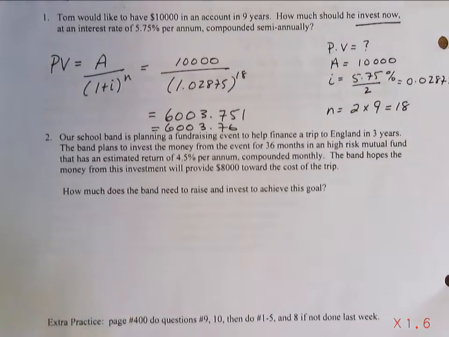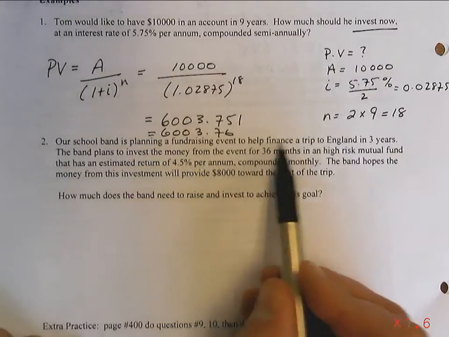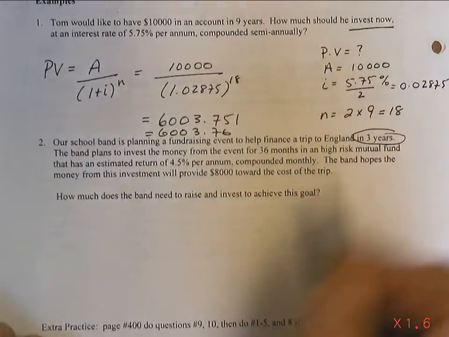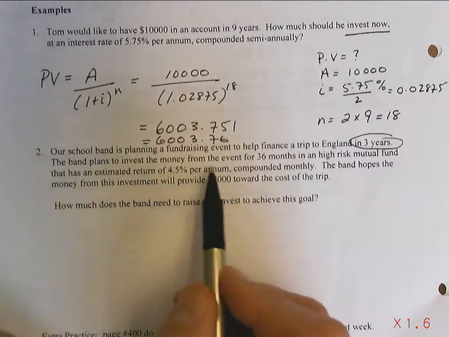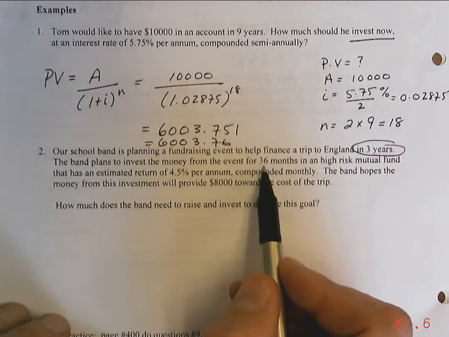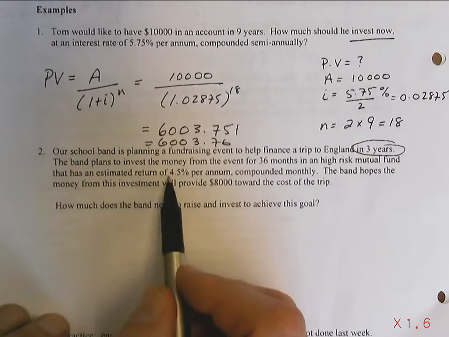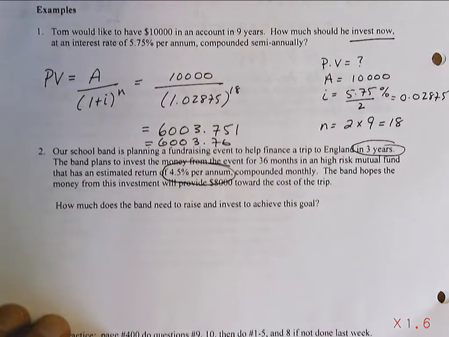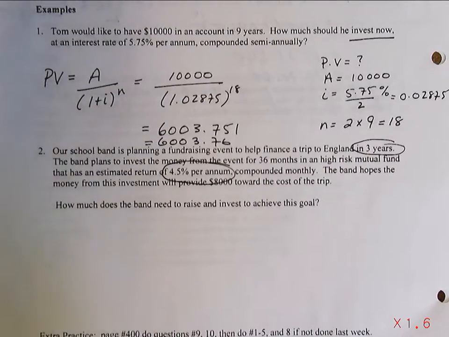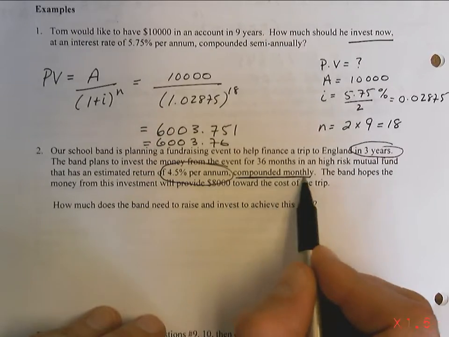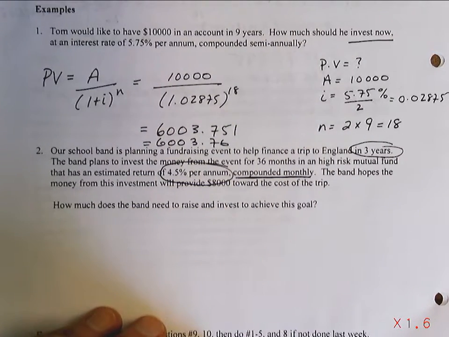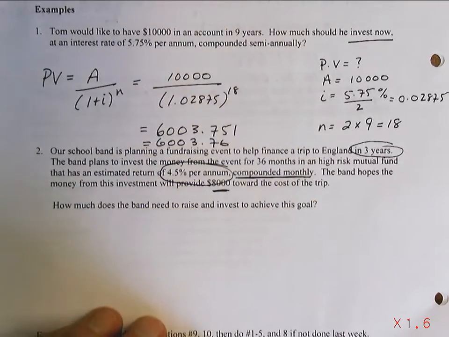Okay? Our school band is planning a fundraiser event to help them finance a trip to England in 3 years. The band plans to invest money from the event for 36 months in a high-risk mutual fund that has an estimated return of 4.5% per annum. That's really good. That's why it's high risk. It'll either make it or it won't. It's going to be compounded monthly. So every month, interest is going to be added. The band hopes that the money from this event will provide $8,000 towards the cost of the trip.